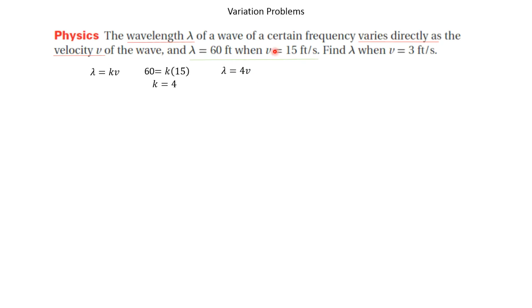And then, so it gives us two pieces to find k. Now it'll give us another piece, and we just have to find the other one. So here it gives us velocity, find lambda. So plug in 3. It could also give us lambda and have us find velocity, where we divide by 4. But here it gives us velocity is 3. So lambda is 4 times 3, which is 12 feet. So the wavelength is 12 feet. And they're all going to set up like this.